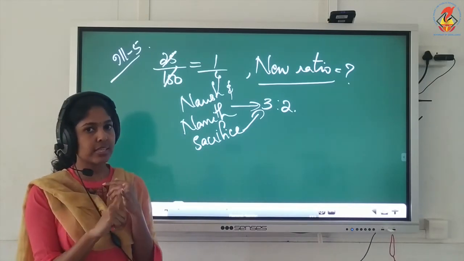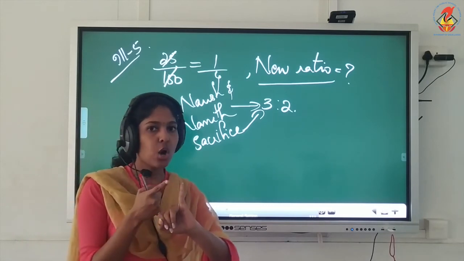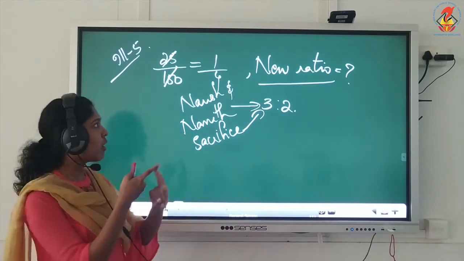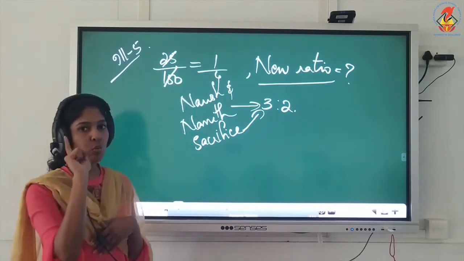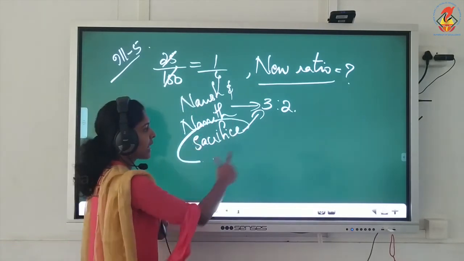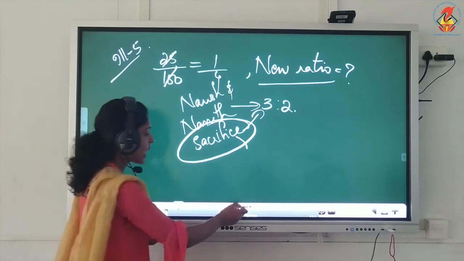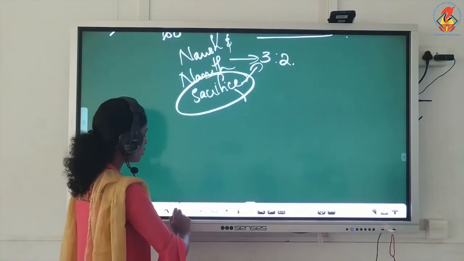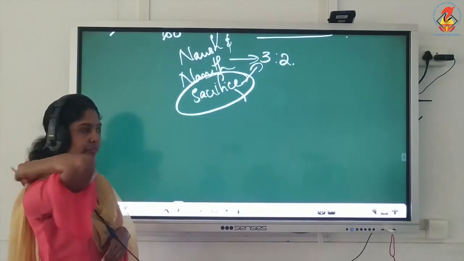When should we start the question like that? If you have only the old ratio and the share of the incoming partner. Here we have one more piece of information, that is the sacrificed proportion. So don't start with the assumption. What we have to do is apply one formula for this.